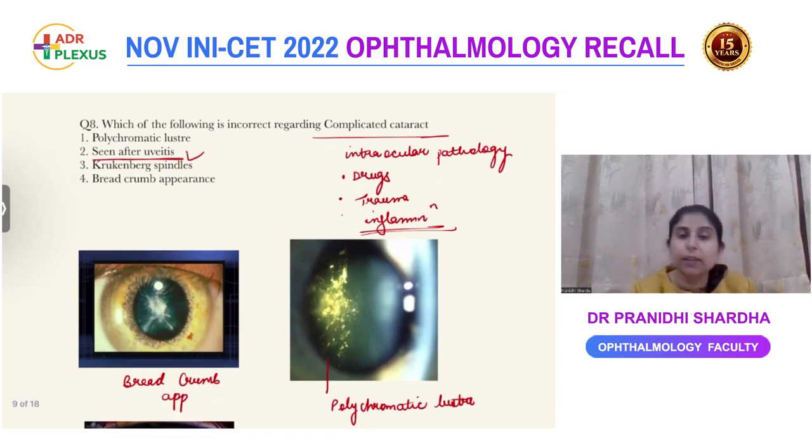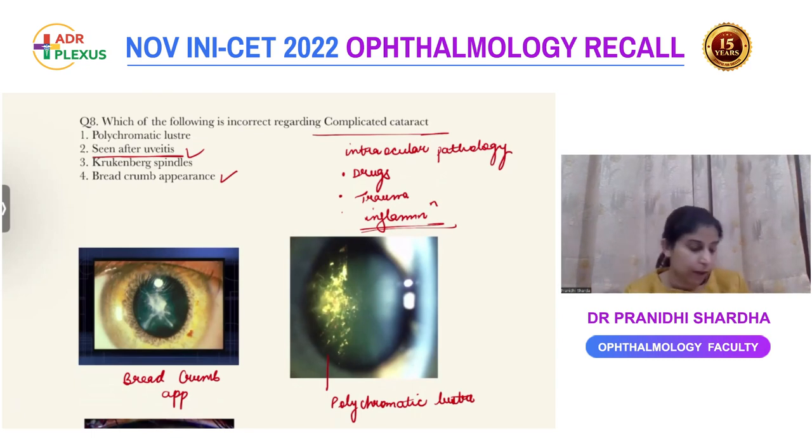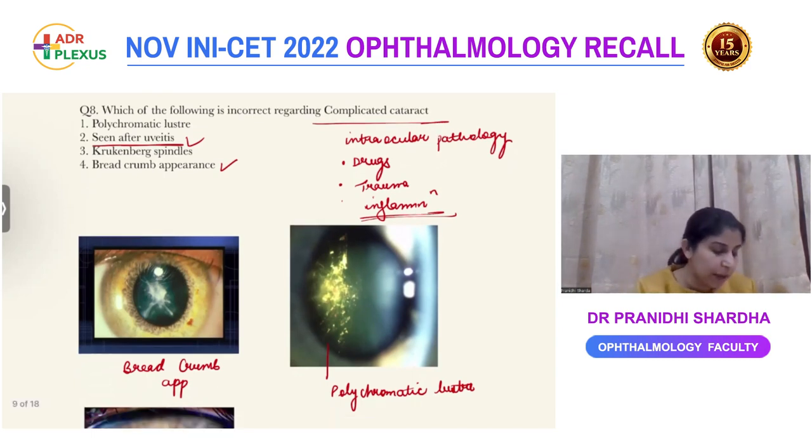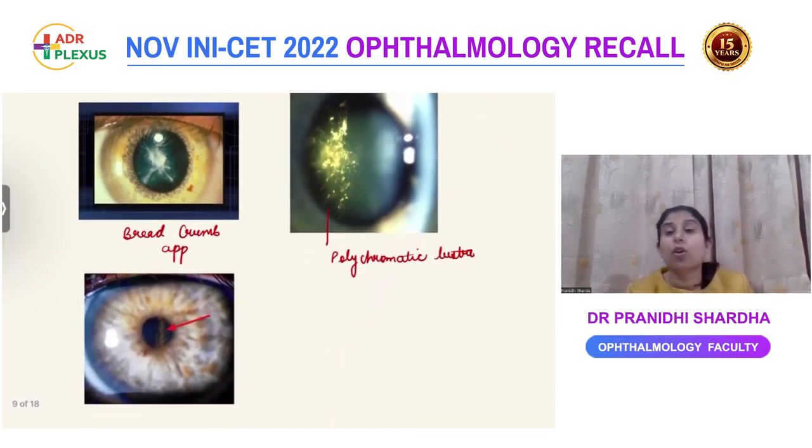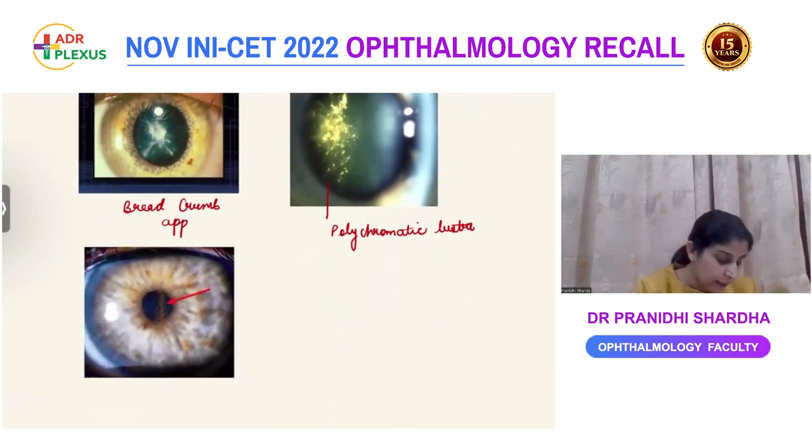Bread-crumb appearance is seen in cataract. It is a feature of complicated cataract. Polychromatic luster is a form of cataract. The fourth option is the Krukenberg spindle, which is not seen in complicated cataract. Krukenberg spindle is the pigmentation of the corneal layers that is seen in glaucoma. In which type of glaucoma is it seen? It is seen in pigmentary glaucoma, which is a form of secondary glaucoma.